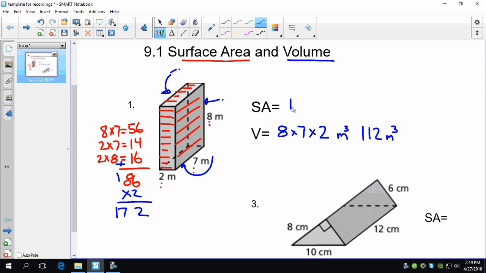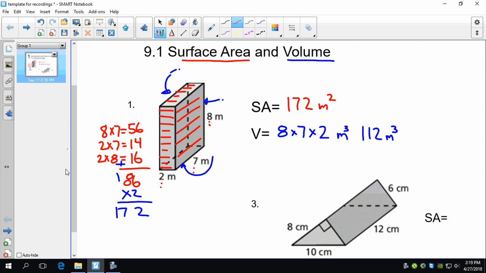So surface area, actually I'm going to go back to red just to try to keep things a little bit separate here. Surface area is going to be 172 meters squared. So that's just like wrapping that prism all the way around. 172 meters squared. Remember, volume fits inside it. Surface area, you're wrapping it around the outside.